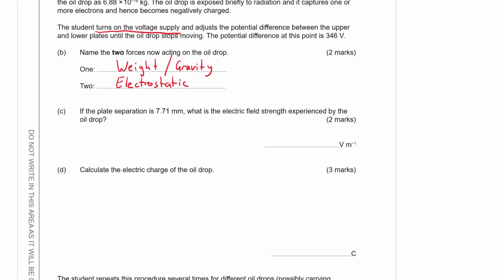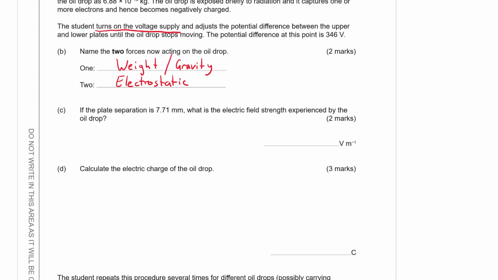Now, it's given you a simple plug and chug. If the plate separation is 7.71 mm, what is the electric field strength? So we've actually used this equation. There we go. And the voltage is 346 volts. And the distance is 7.71 millimeters, so 0.00771. Put that in my calculator, and I end up getting 4.49 times 10 to the 4 volts per meter.